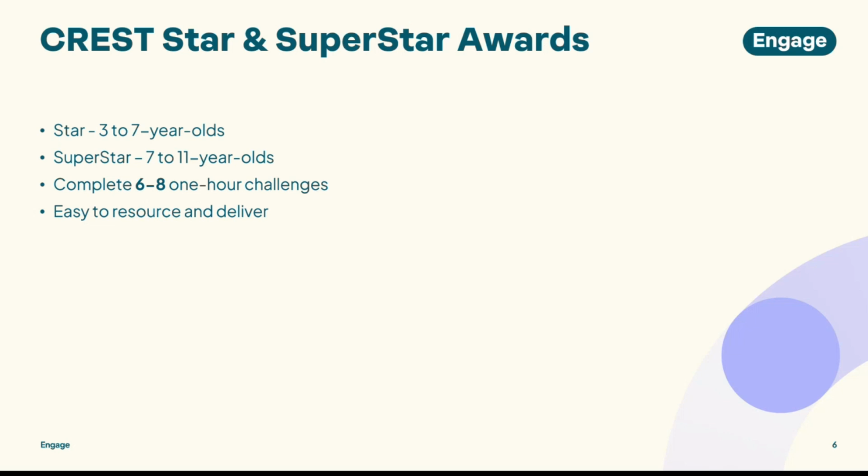And you can, of course, use a STAR activity for Superstar. You would just need to add in a little bit more independence, add in different ways of recording. So there's still that flexibility. You can adapt the resources to what you want to achieve. But to achieve their award, the pupils must complete between 6 and 8 activities. Each activity is about an hour, and they have been deliberately designed to be easy to resource and easy to deliver.